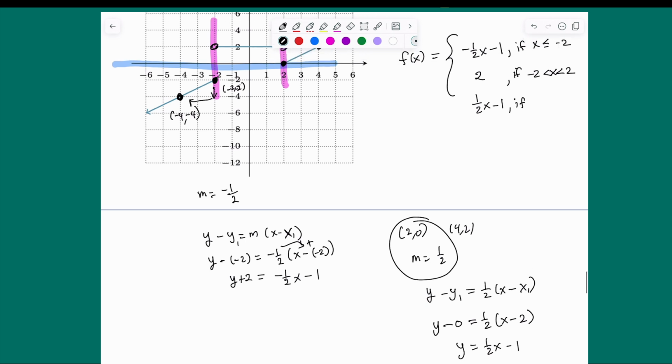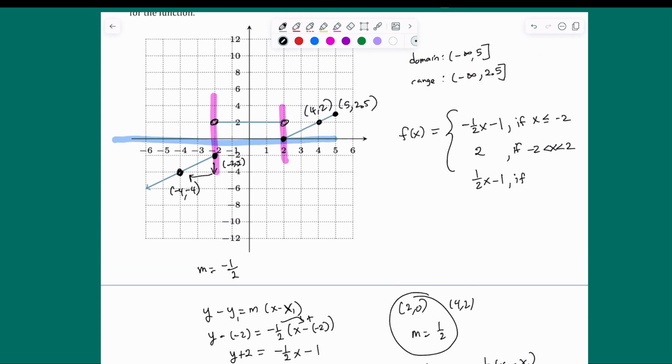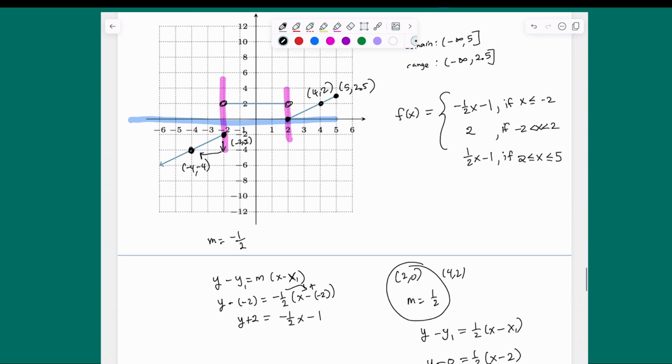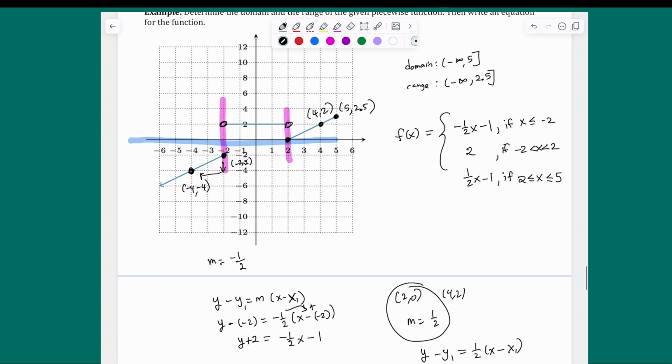And so it looks like this is 1/2 x minus 1 if x is greater than or equal to 2, but then it doesn't go beyond 5. Because our domain is what? -infinity to 5. So then we would write this as 2 less than or equal to x, and x is less than or equal to 5. And that's our piecewise function. All right, so the goal is just to identify the equation of each of those lines and piece them together. That's it for this video.